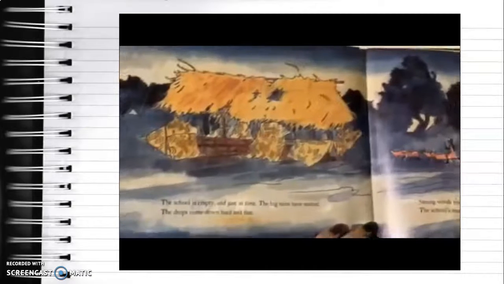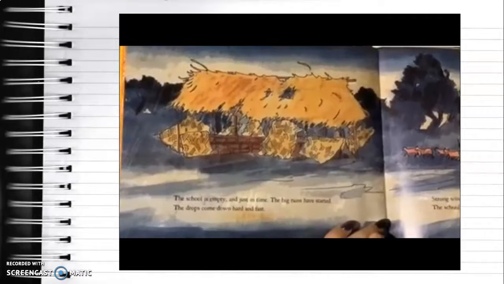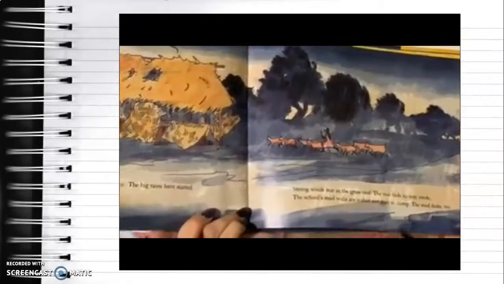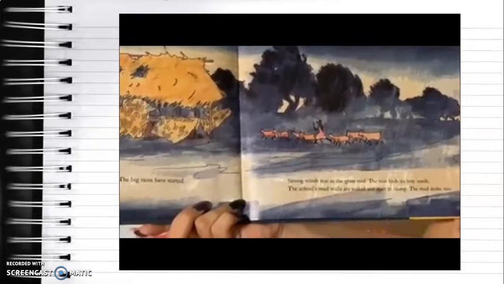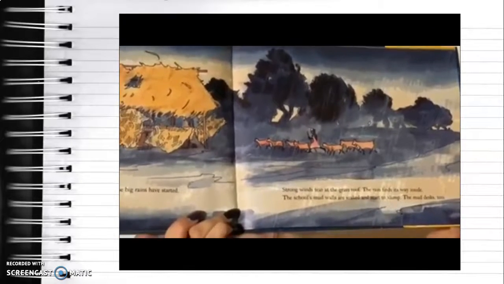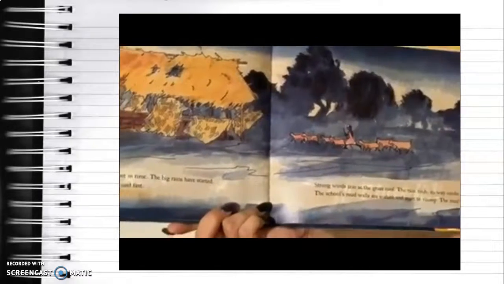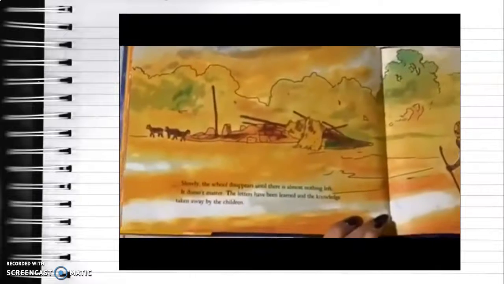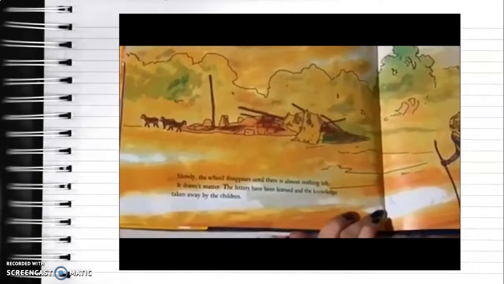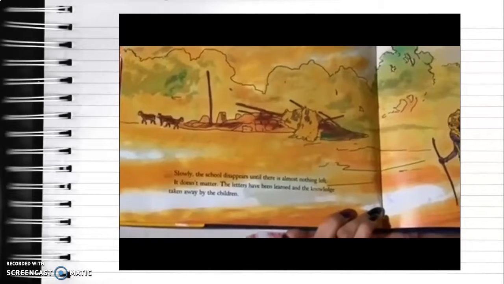The school is empty, and just in time. The big rains have started. The drops come down hard and fast. Strong winds tear at the grass roof. The rain finds its way inside. The school's mud walls are soaked and start to slump. The mud desks too. Slowly, the school disappears until there's almost nothing left. It doesn't matter. The letters have been learned and the knowledge taken away by the children.